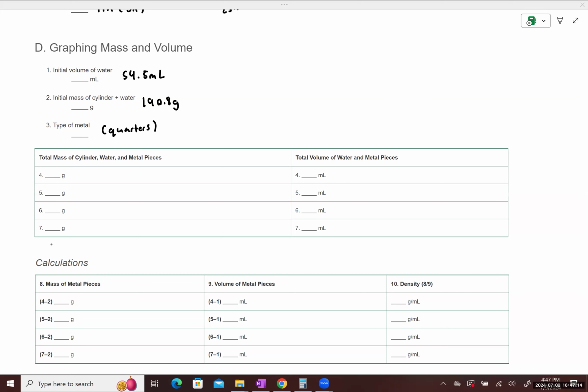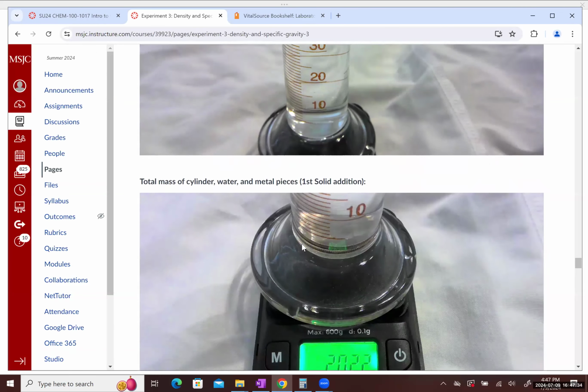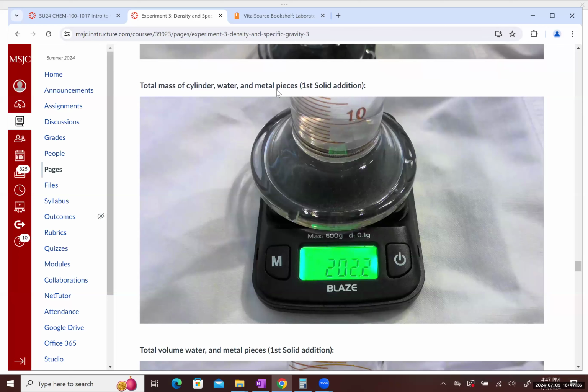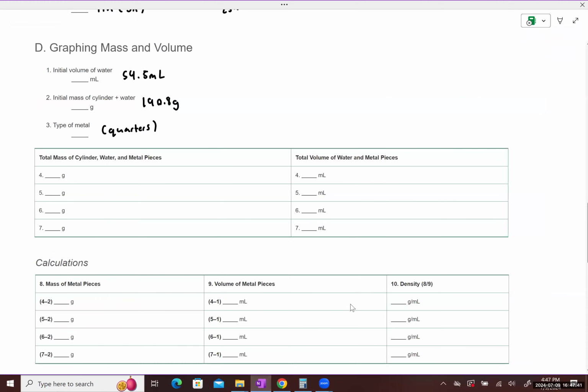Okay, now we're going to start adding metal pieces. And the total mass of the graduated cylinder, water, and metal pieces are going to be recorded. And then we'll also record the total volume of the water and the metal pieces. So let's start taking those readings. So we have the cylinder, water, and the first set of metal pieces, and we have a mass of 202.2 grams.